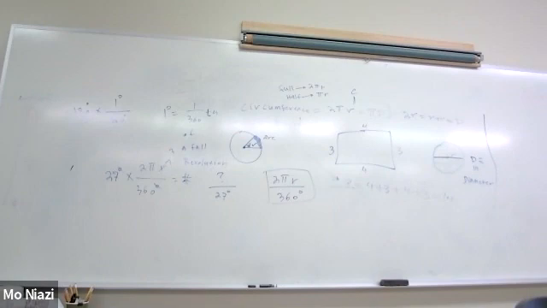So 30 over 360, and you figured that out? You know that? Yeah. Give it back to Michaela.